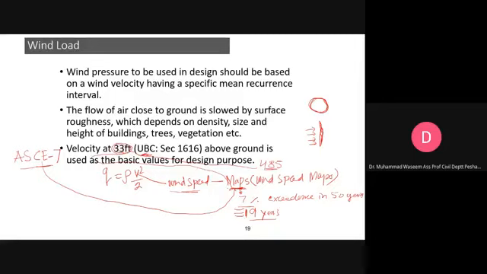What this slide is showing is that the wind pressure which we use in design should be based on wind velocity having a specific recurrence period. What is that recurrence period? 7%, 7% chance of occurrence. And why do we consider 7% chance of occurrence in 50 years? Why 50 years? Anybody from the class? How long is the life of a building? Yes, the life of the building is considered as 50 years.